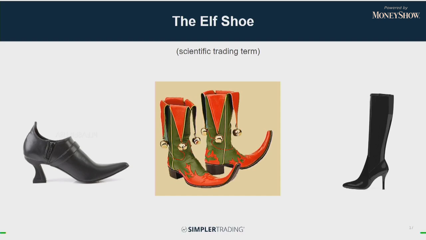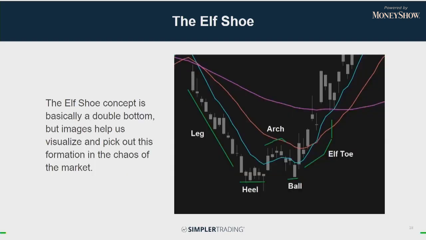I know that the shoe in the middle may not make it seem like it, but this is actually a scientific trading term, and I use it all the time. And I think it gives a really good visual of what to expect. Humans are very visual, and what we're trying to do is decipher and add a little bit of a picture to all this craziness that is just squiggly lines and a bunch of moving averages. So take a look at this, the elf shoe.